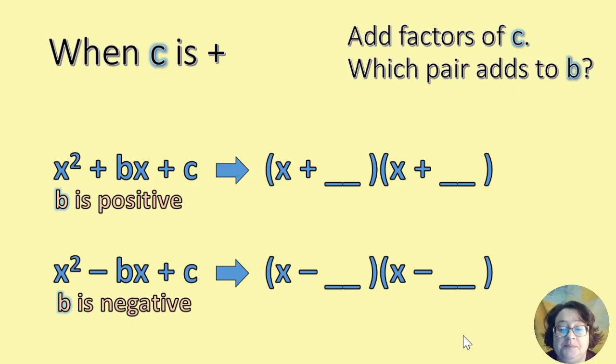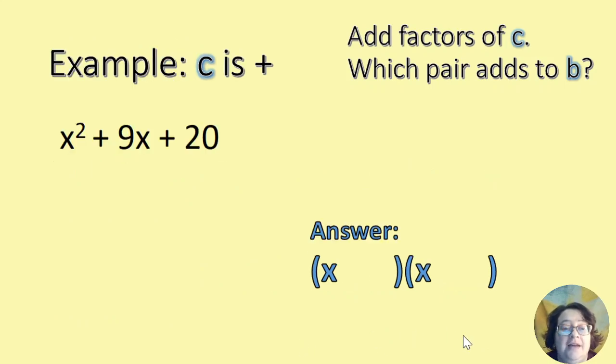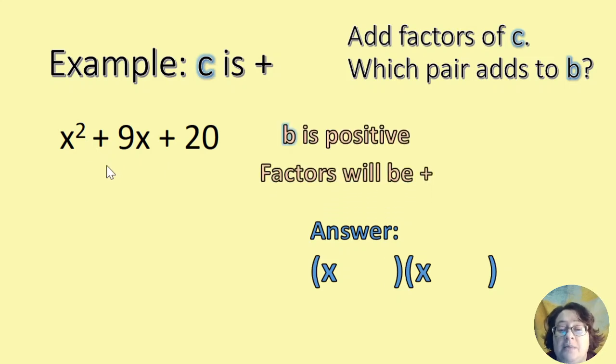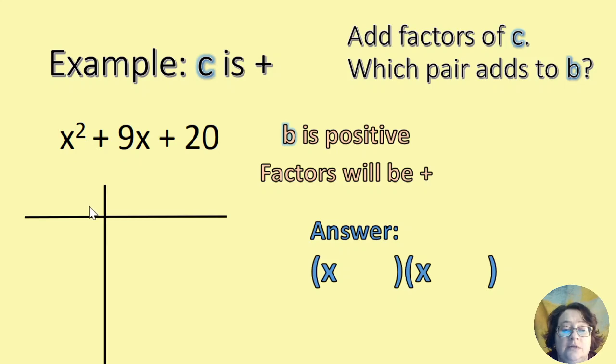Let's try one. Here we have x squared plus 9x plus 20. So I see that my b value here is a positive 9. So my factors are going to be positive. I'm going to draw out a table. So I draw a line across and a line down. On the left, I put a multiplication sign, and on the right, an addition sign. And I put my c value above multiplication, 20, and my b value above the addition. Here it's 9.